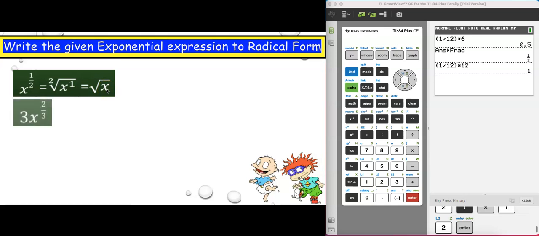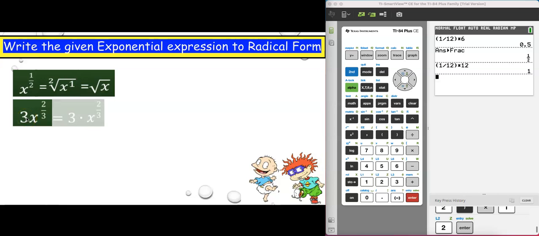Let's look at another example. This time I have 3x raised to the 2/3 power. You might say, I'm just going to take the 3 and the x and put them under the radical. But you have to look at what's being raised to the exponent, because that's what goes in the radical. Here, because there are no parentheses, the only thing being raised to the exponent is the x. The x has this fractional exponent, not the 3.